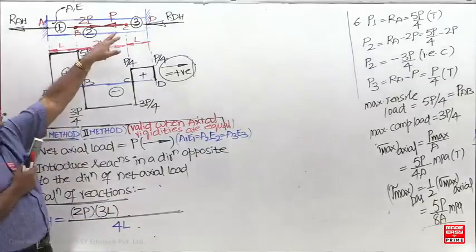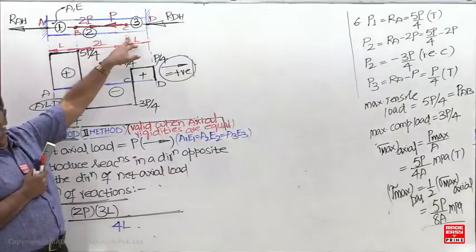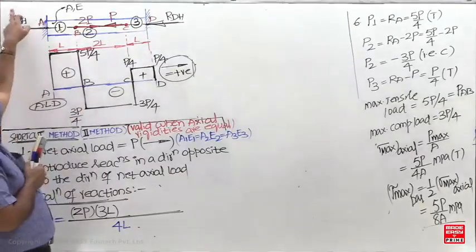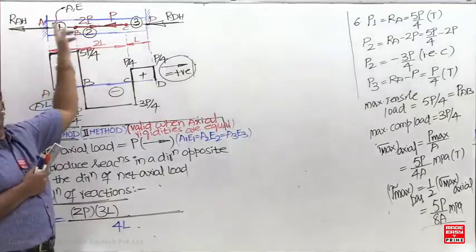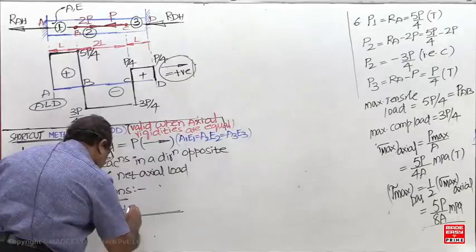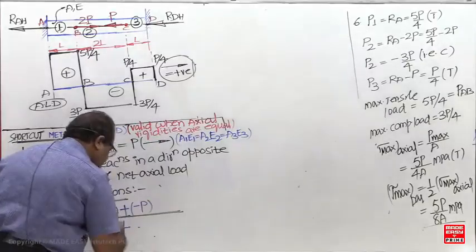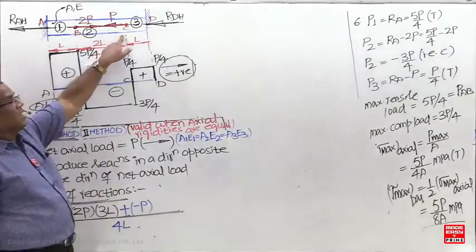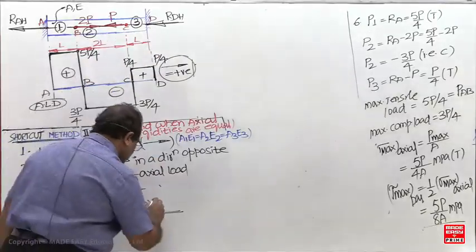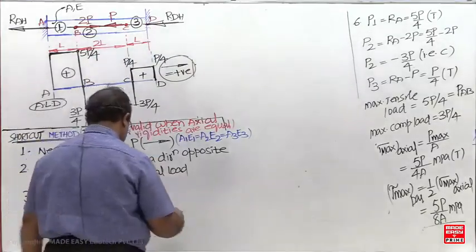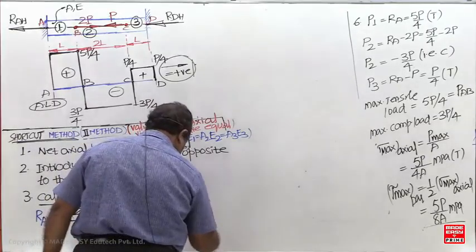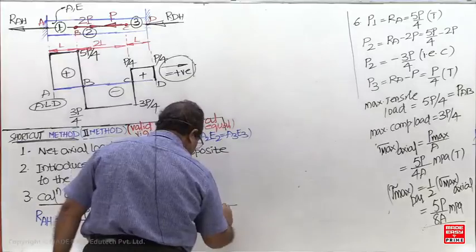Next, there is one more load applied. This load P and this RAH are in the same direction. Same direction means negative. And this load is applied at C. What is the distance between C and D? L. I am getting a positive, which means the assumed direction is correct.